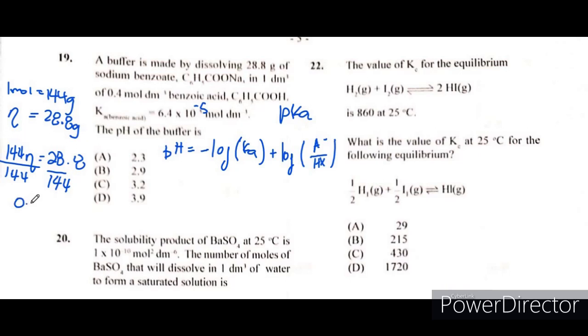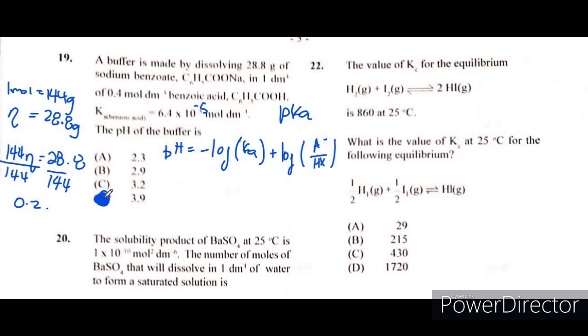Now let's put that in the calculator, where we have minus log to the base 10 of 6.4 times 10 to the minus 5 plus log to the base 10 of the salt, we had 0.2 moles, over the acid, we had 0.4. Yes, I got 3.9, and that's here at D. So number 19 is D.